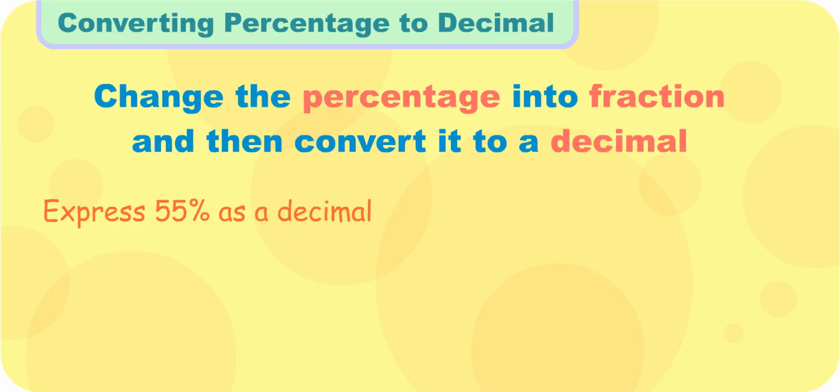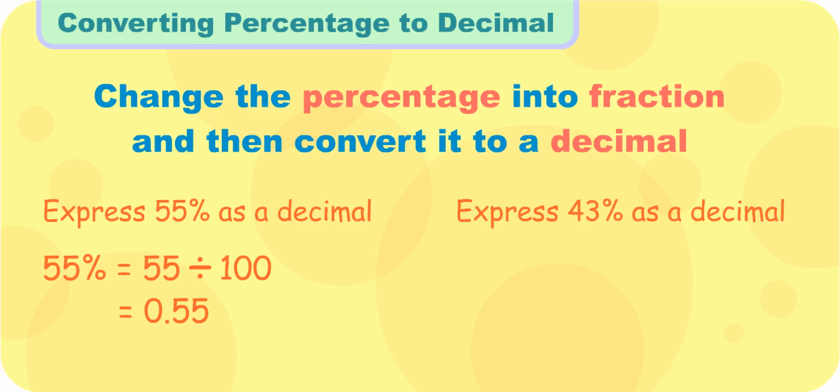Express 55% as a decimal. 55% is equal to 55 divided by 100, which is equal to 0.55. Here is another example for you. Express 43% as a decimal. 43% is equal to 43 divided by 100, which is equal to 0.43.